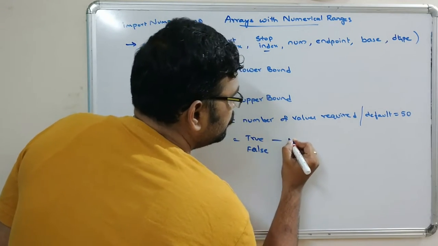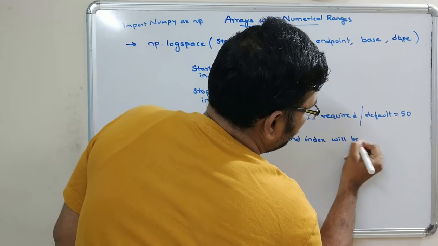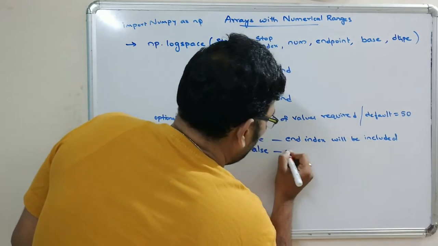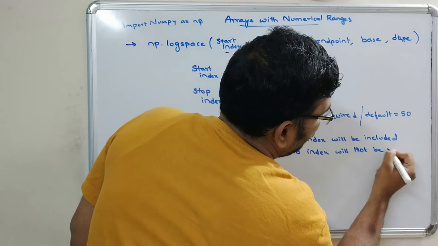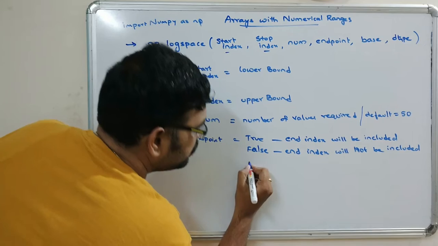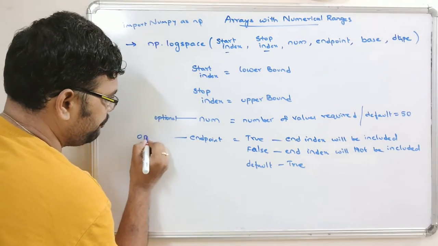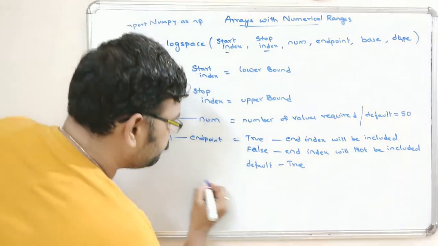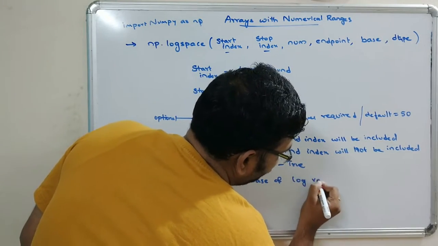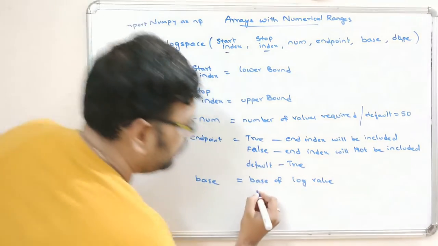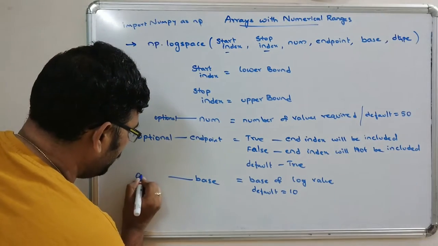If it is true, the end index will be included. If it is false, the end index will not be included. So that's also optional. Here the default is true. It's also an optional parameter. And the next one is the base, the base of the log value, so we have to specify the base. Here also the default base value will be 10. This is also an optional thing.